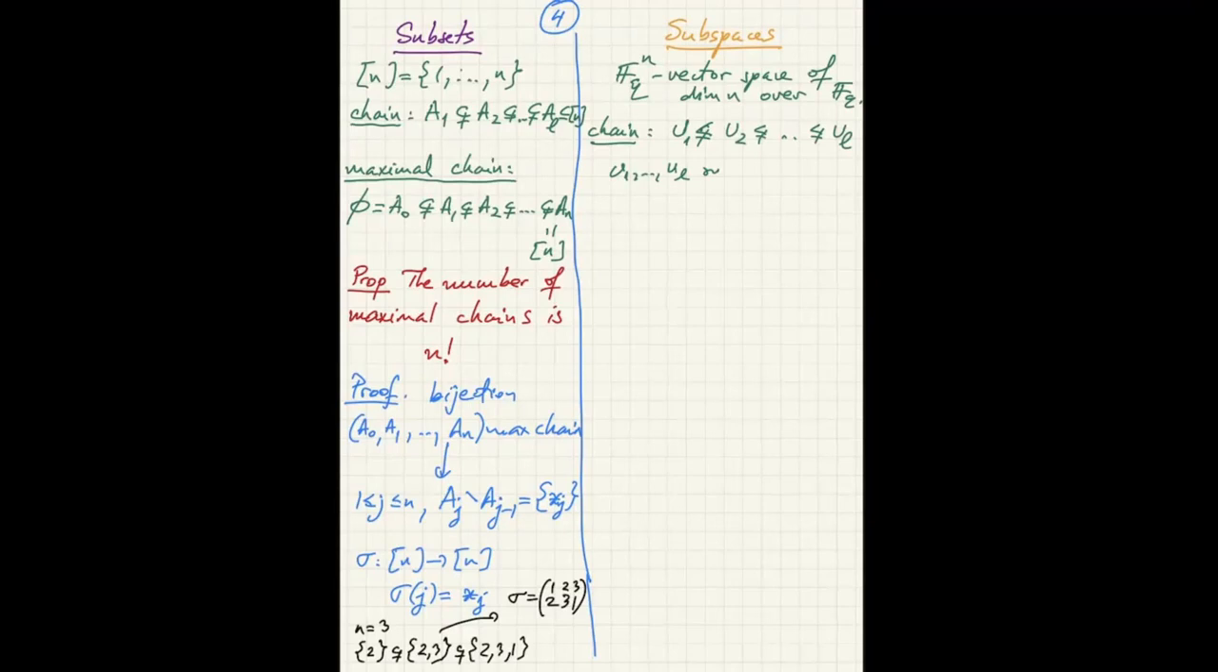And we don't have any requirement on their dimension. It's just that U1 is a proper subspace of U2, which is a proper subspace of U3, and so on. And then we have the notion of a maximal chain.